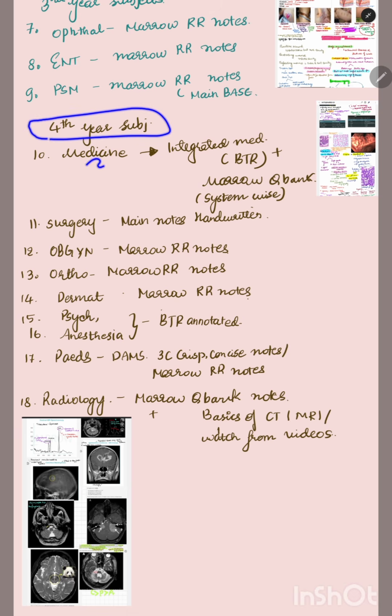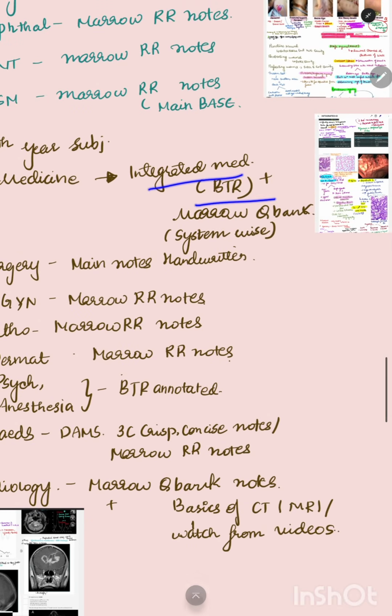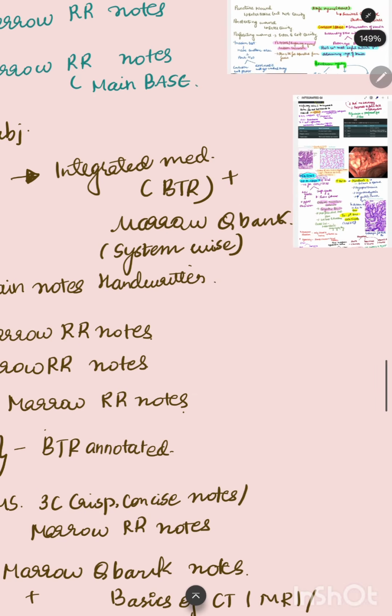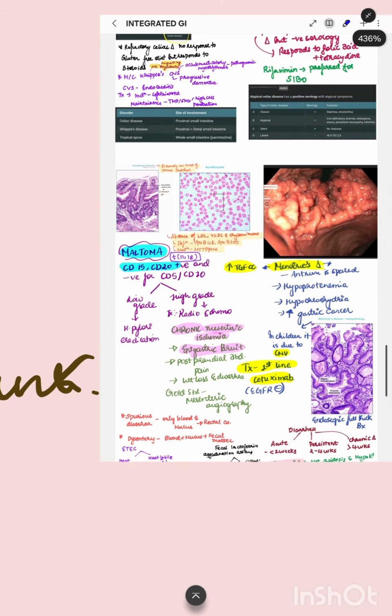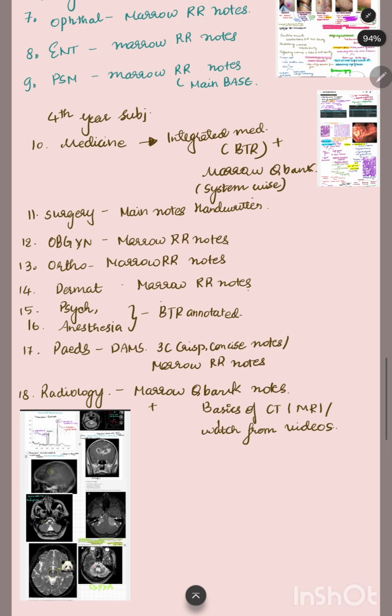For fourth year subjects, medicine, I followed so many platforms before this, but ultimately what helped me was that I watched the integrated medicine BTR videos, and after every system I solved the Marrow QBank system wise. The relevant stuff which was missing in integrated medicine, I added to my PDF. For example, after watching integrated GI, I solved the GI QBank from Marrow, and there were many points missing, like maltoma, and such stuff.